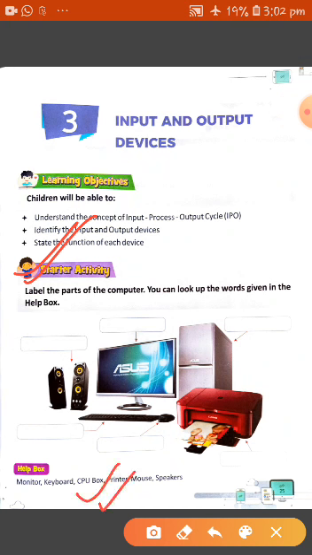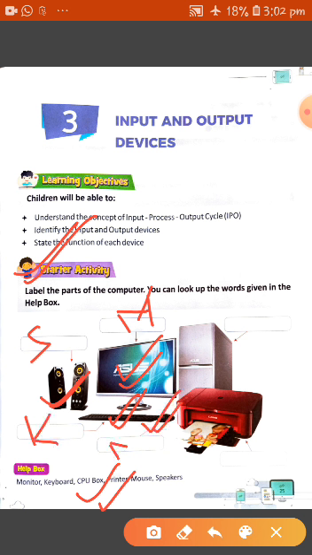So students, tell me, what is this? This is monitor. What is this? This is speakers. What is this? This is keyboard. What is this? This is mouse. What is this? This is printer. What is this? This is CPU.